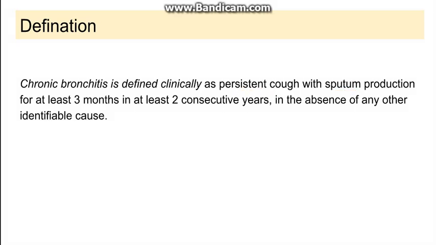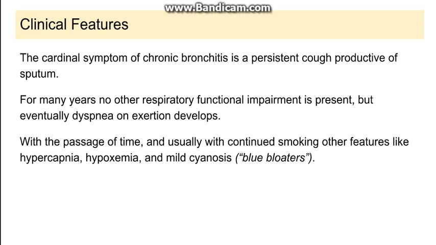Now going to the few clinical features associated with chronic bronchitis. Firstly, as the definition suggests, there is persistent cough and this is productive of sputum. And this is the cardinal symptom. And for many years, this is the only symptom which is present, and no other respiratory functional impairment is present. But eventually, there is dyspnea on exertion. Now, with passage of time, there can be other features such as hypercapnia, hypoxemia, and mild cyanosis. And due to this cyanosis, the characteristic appearance of blue bloaters is seen in these patients.